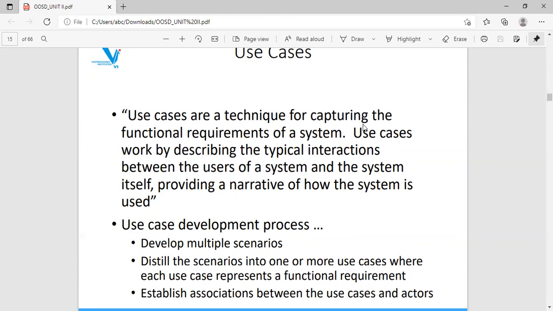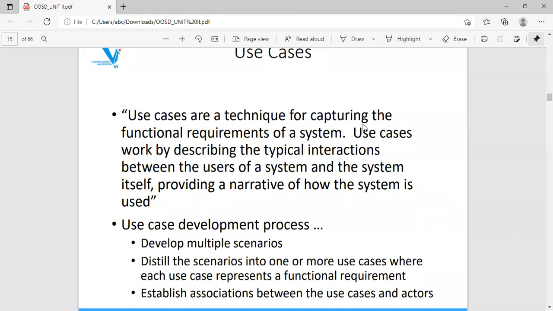Whenever I am going to develop a use case, we have to follow some process. The first important step is to identify or develop multiple scenarios. From that we can understand the user scenario, which is written in your own language. A scenario is considered for one or more use cases, where each use case represents a particular functional requirement.